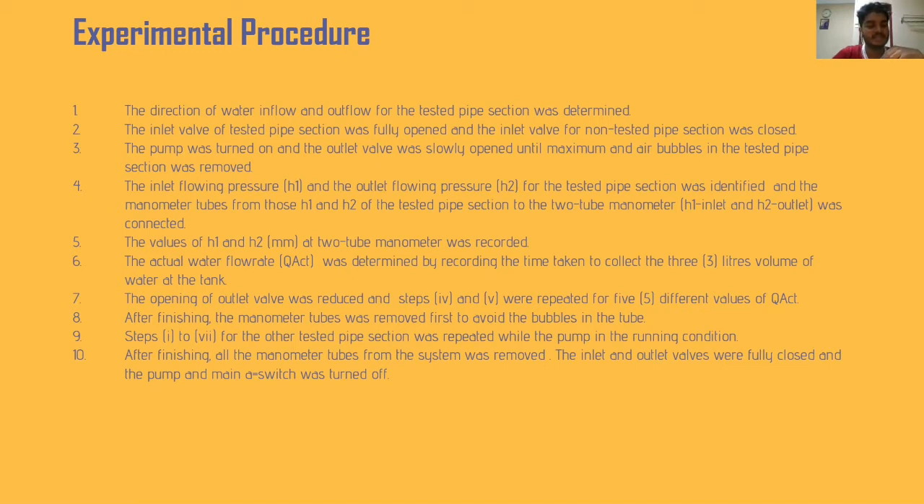Step 1 to step 7 were repeated for the other tested pipe section while the pump was in the running condition. After finishing, all the manometer tubes were removed from the system, the inlet and outlet were fully closed, and the pump and the main switch were turned off.